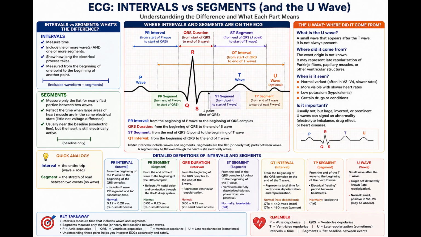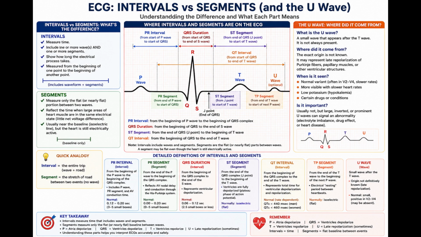The U wave. The U wave is a small deflection that may appear after the T wave. It is not visible on every normal ECG and is often easiest to see in the middle chest leads, particularly V2 through V4. Its exact physiological origin remains uncertain. Possible explanations include delayed repolarization of Purkinje fibers, papillary muscles, or other ventricular structures. Therefore, it is safest to say that the U wave may represent late electrical recovery, rather than assigning it one proven source.